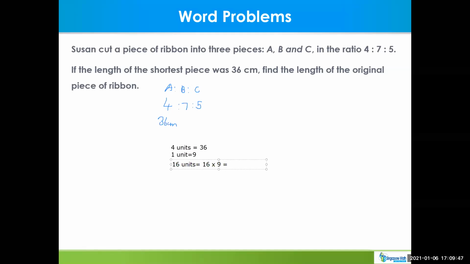So what do you get? 16 times 9. 6 times 9 is 54, so when you add them all together, you get 144 cm. I hope this is clear. Let's move on to the next part now.